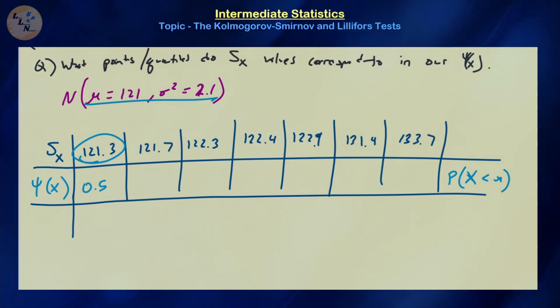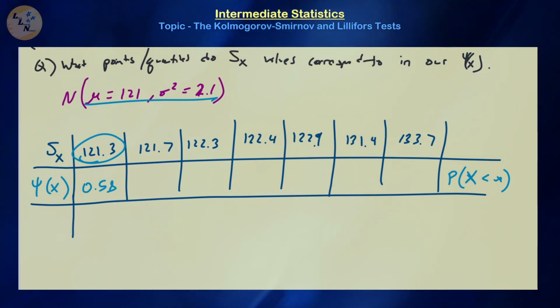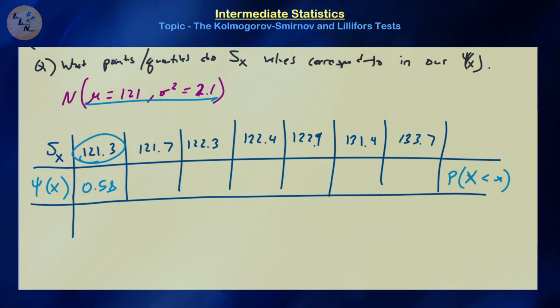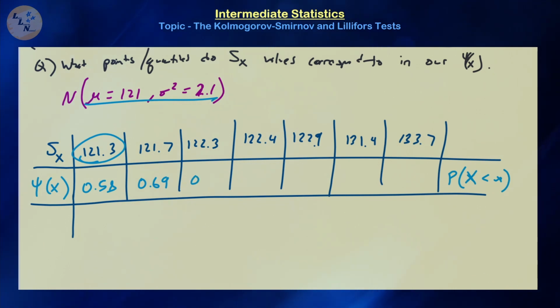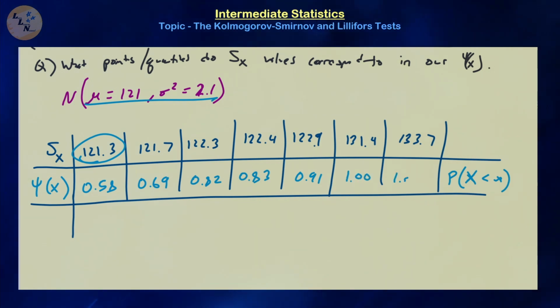So that's going to be approximately 58%. Now, why is that so high? Because notice 121.3 is higher than our mean 121, so that means the probability should be at least 50%. And this is a monotonic increasing set, so all these probabilities will be bigger than 50%. And you can find that they are approximately 69%, 82%, 83%, 91%, approximately 1, and approximately 1, but not equal to each other. I'm just rounding to 2 decimal places here.